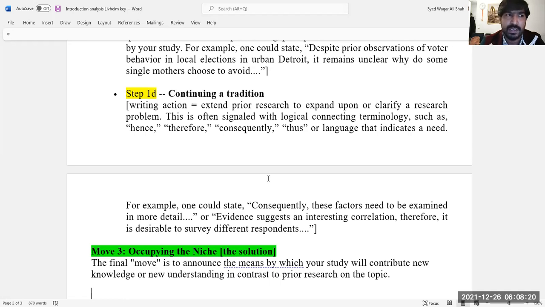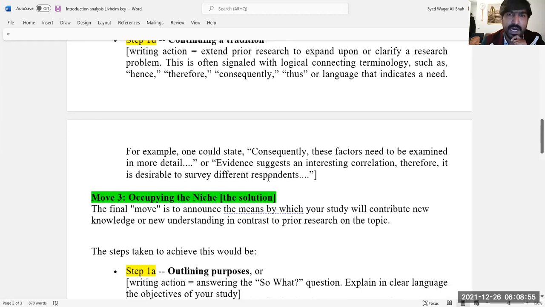trying to improve some methodological considerations which have been carried out in the past, and now you need to look at it from a different set of methodological tools, or from a different theoretical perspective, or maybe in your particular context the situation exists in a different way, and then you want to see the same topic in a different way. So these are some of the different possible ways to create a niche in the topic. Once you have identified the niche in your topic, the next step is occupying the niche.